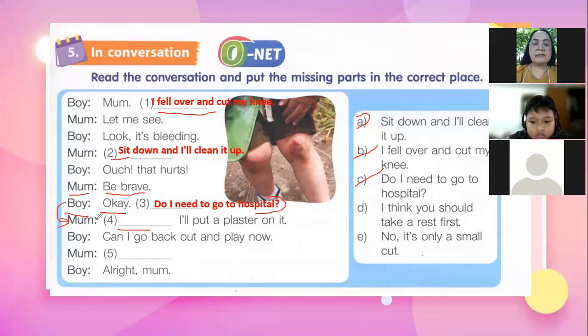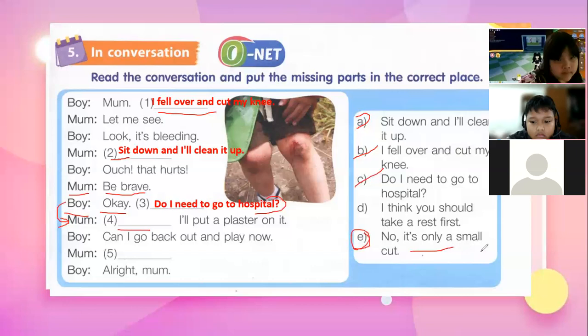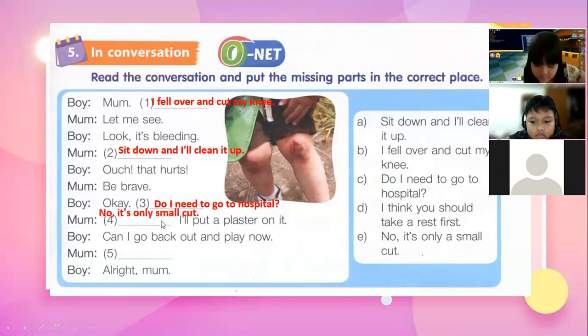Here, as you can read, the boy is asking her mother, do I need to go to hospital? So as we can see here, we have the best missing part, E. No, it's only a small cut. I'll put a plaster on it. So the cut is not too big, not too wide. So it's a small cut. I'll put a plaster on it.